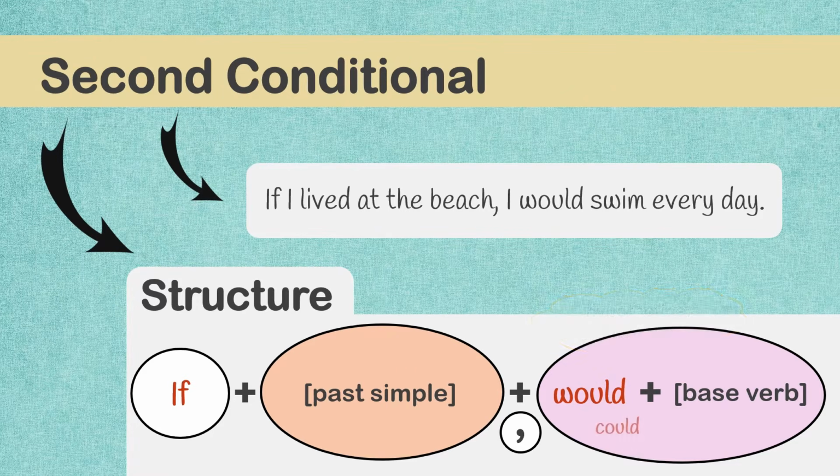We can use could instead of would. For example, if I lived at the beach, I could swim every day. This suggests that living at the beach would make it possible for me to swim every day, but it's not as certain that I would actually do it. Similarly, we can use the modal verb might to show a more uncertain or less definite possibility. For example, if I lived at the beach, I might swim every day.